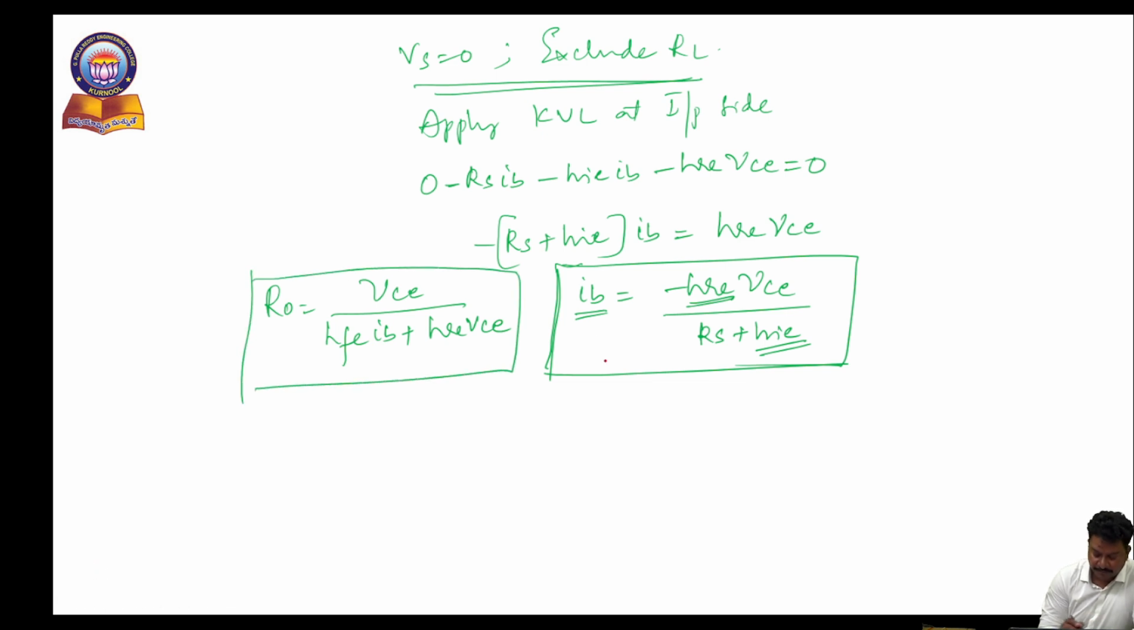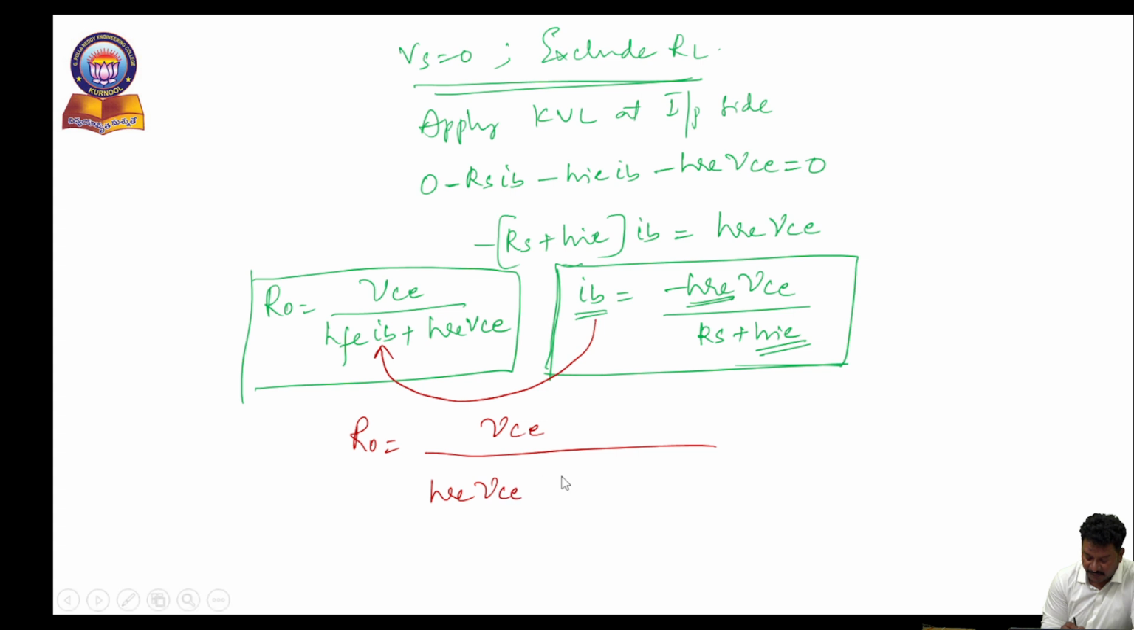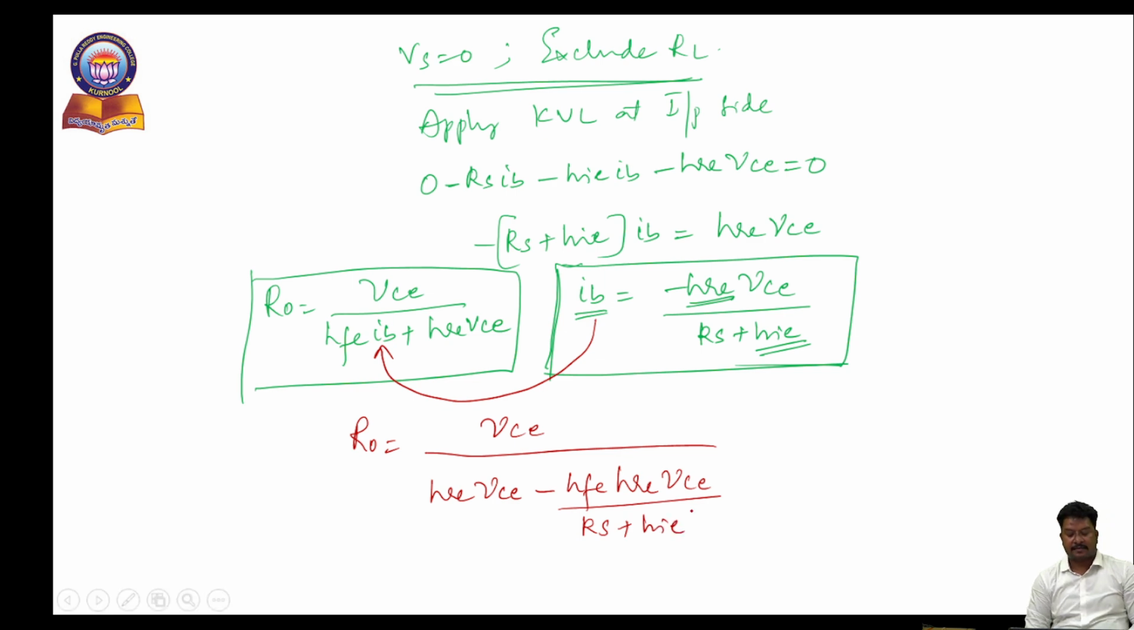Now I have to substitute this IB value here. Then finally I am getting R naught equal to VCE by HRE VCE minus HFE HRE VCE by RS plus HIE. This is the resultant equation of substituting IB in R naught. This is the resultant equation we are achieving.